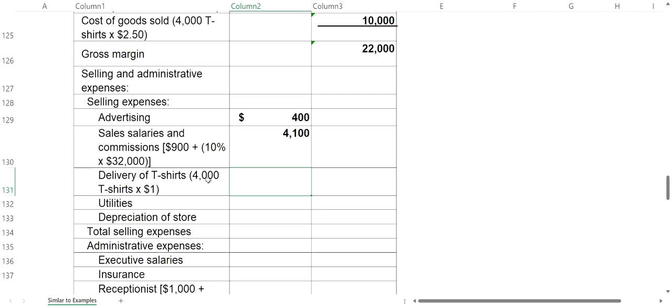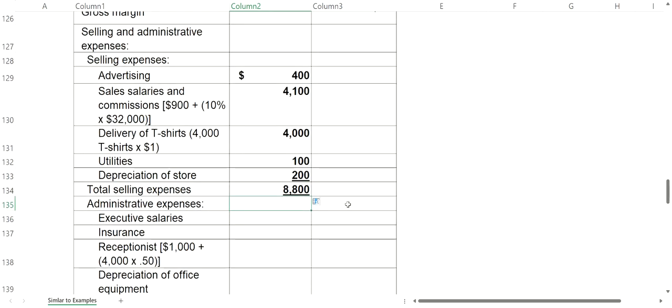Okay, delivery for the t-shirts is 4,000 t-shirts at $1 per t-shirt. That would be $4,000. Utilities were a flat amount per month of $100, and depreciation was a fixed amount of $200. Now, when I add the selling expenses together, starting with the 400, 4,100, 4,000, 100, 200, I get total selling expenses of 8,800.